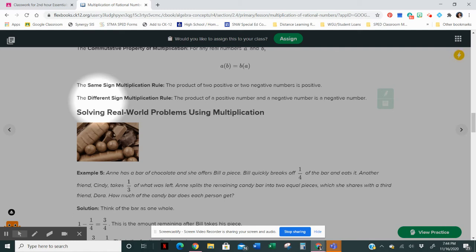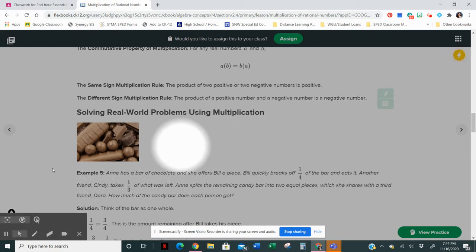Now in multiplication, there's the different sign multiplication rule. And what this one states is the product of a positive number and a negative number is a negative number. So in multiplication, whenever you multiply a positive and a negative number, your answer will always be negative. It's a little bit different than addition, because in addition, it depends on which number was bigger. It was a tug of war. But in multiplication, your answer will always be negative.